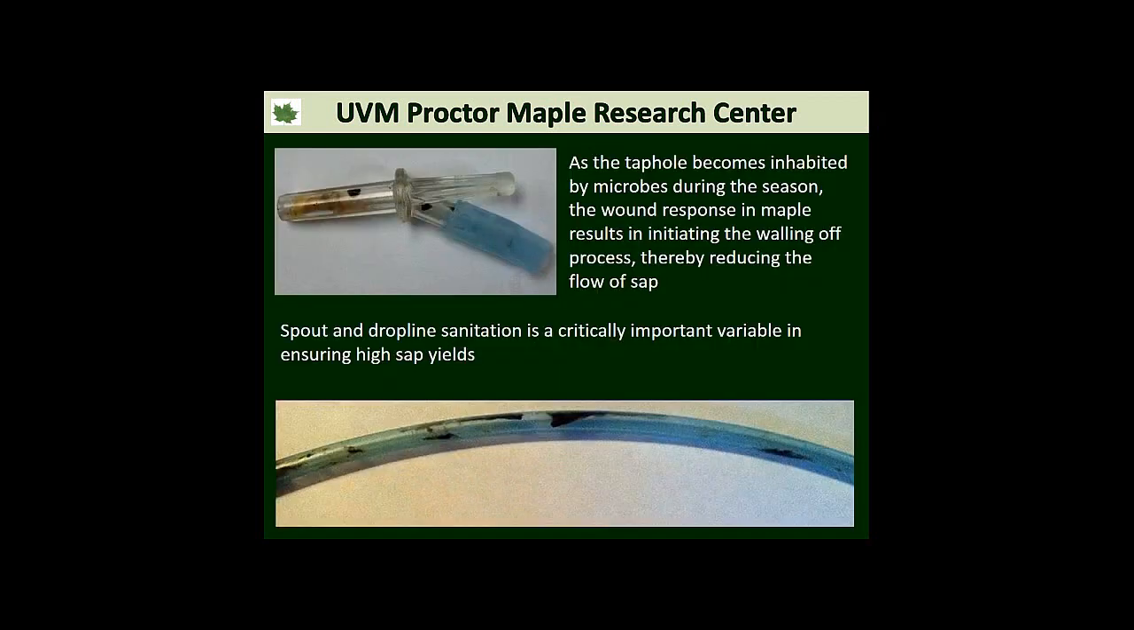It's because as the tap hole gets more and more infected with microbes during the season, that wound response of the trees, that walling off, happens faster and faster. The more the tree can sense microbes within the tap hole, the faster the walling off process happens. The more walling off you get, the less sap you get. So sap and drop line sanitation becomes really important, particularly in the last half of the season.